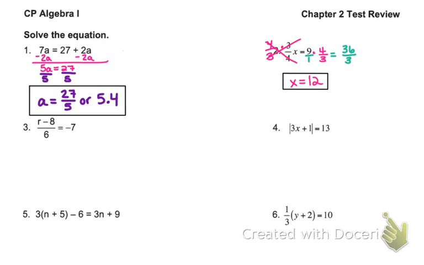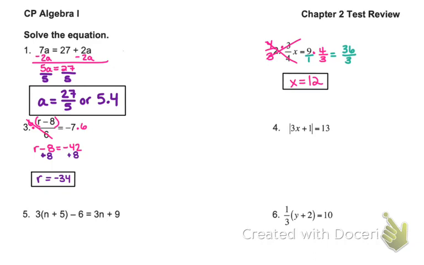All right, number 3, we have those invisible parentheses around the binomial in the numerator, so we do have to multiply both sides by 6 to start to free that numerator up. So we get r minus 8 equals negative 42. So the only other thing to get r alone is to add 8 to both sides, leaving us with negative 34 as our solution.